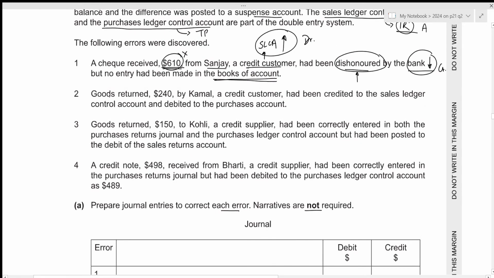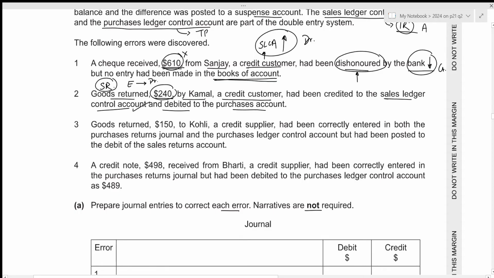Now for the second error, goods returned 240 by Kamal, a credit customer. So customer is returning the goods to us, which means that this is part of our sales returns. Had been credited to the sales ledger control account. This is correct, so there is no error there, but it had been debited to the purchases account. Remember that we are talking about sales returns. Sales return is part of our expense because we will no longer be getting this income of 240 from the customer. Expenses should be categorized on the debit side within our trial balance.